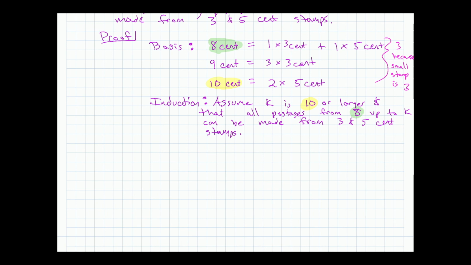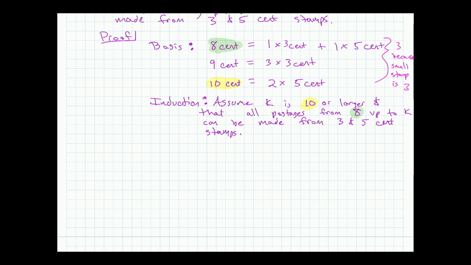Now, the reason we need K to be 10 or larger is because we want K plus 1 to be not one of these, right? And so if K is 10 or larger, that means this is the smallest K could be. So K plus 1 must be 11. So it must be the next one. And so that's why we have to do this.